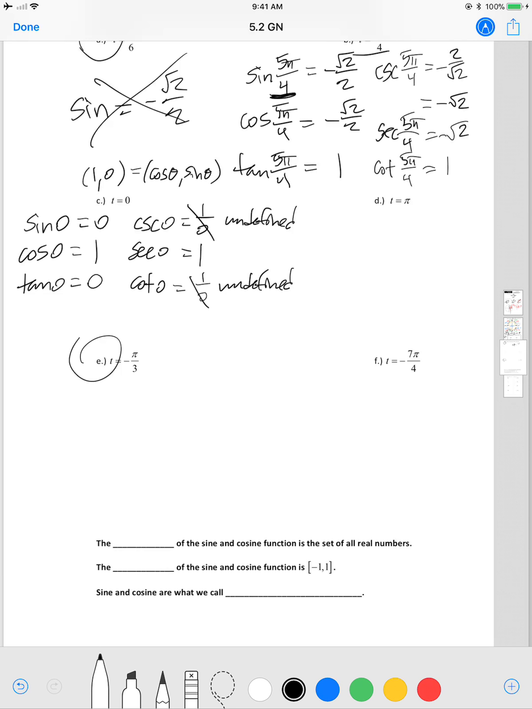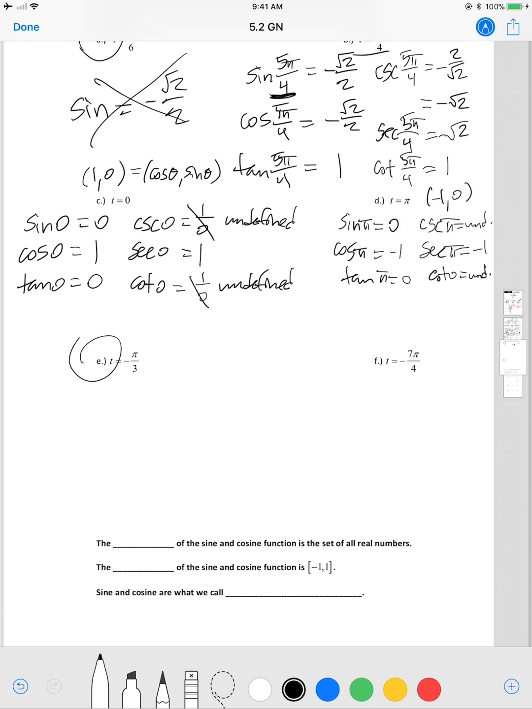Okay. Take a look at pi. So my point at pi is negative 1, 0. So the sine of pi is 0. Cosine of pi is negative 1. Tangent of pi is 0 over negative 1. That's 0 again. The cosecant of pi, we run into the same problem we ran into for t equals 0, so this will be undefined. The secant is negative 1. Reciprocal of negative 1 is negative 1. And then cotangent will also be undefined.